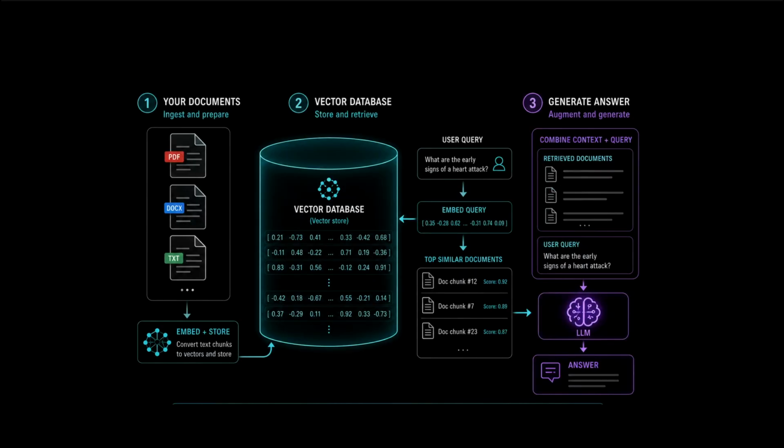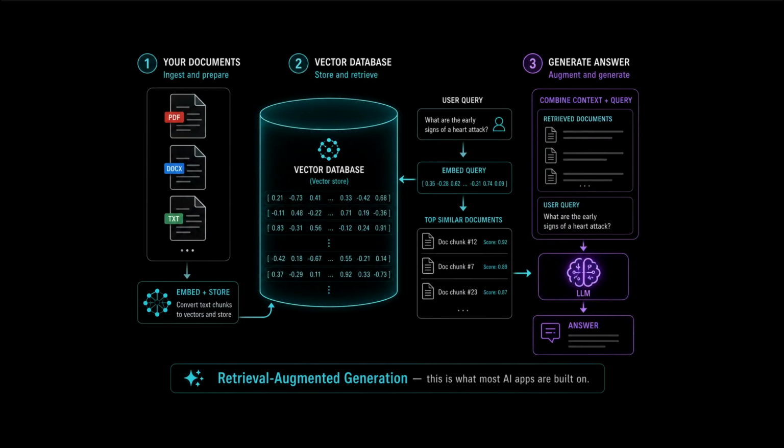Okay, this one's huge. Retrieval augmented generation. The basic problem it solves is that language models have a knowledge cutoff. They can't know about your company's internal documentation, your recent emails, last week's product update. But with RAG, here's what you do.